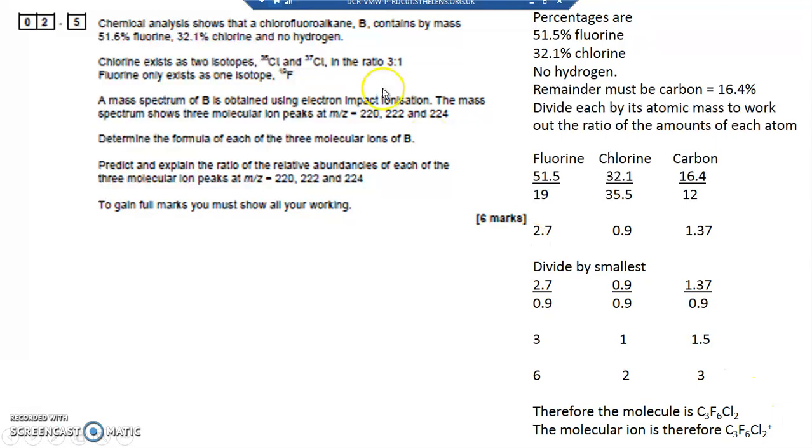The molecular ion that we're trying to find, so a molecular ion is the whole molecule minus an electron. So what's actually happened is that electron impact ionization, so in a mass spectrometer, means that an electron gun has been fired at this and it removes an electron and forms a plus ion. So all you've got to do is take the molecular formula and add a plus onto it. The next section is more difficult.